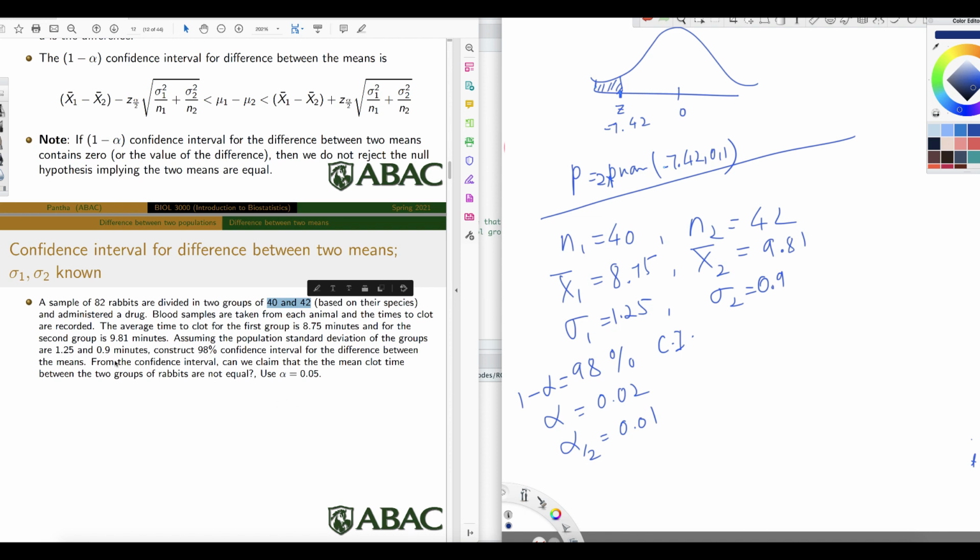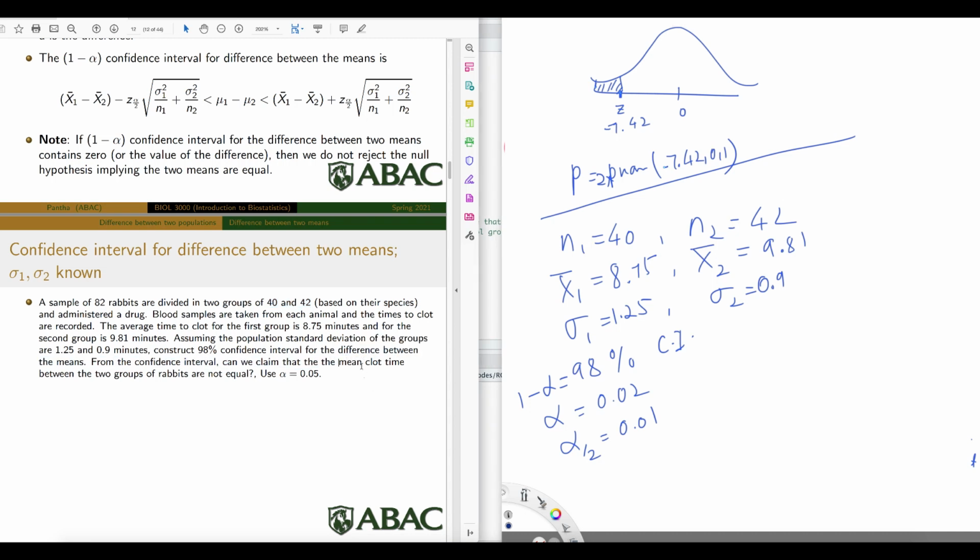So what they say is construct a 98% confidence interval for the difference between the means. It is like a two-tailed test, right? From the confidence interval, can we claim that the mean clot time between the two groups of rabbits is not equal? That is what the two-tailed test gives. So this one is just finding the confidence interval for the difference, and this one is, can we say that the clot times for those two groups are equal or not equal? That's what we want to test.